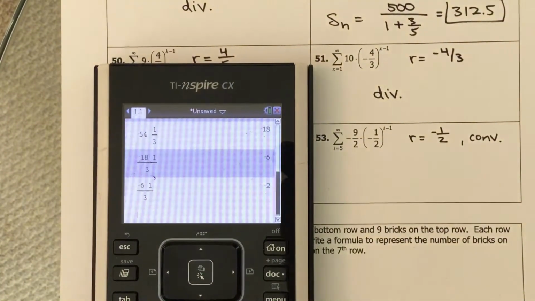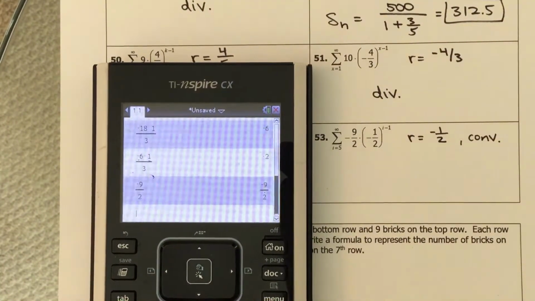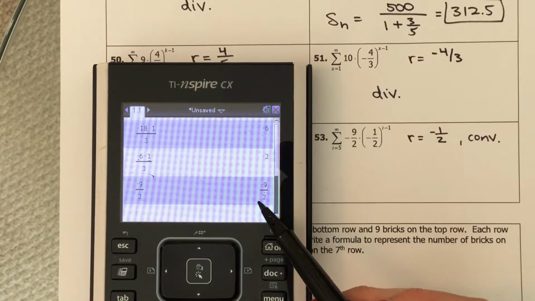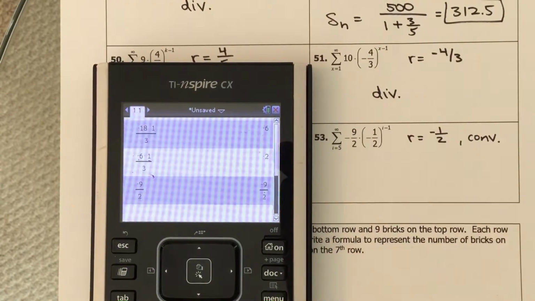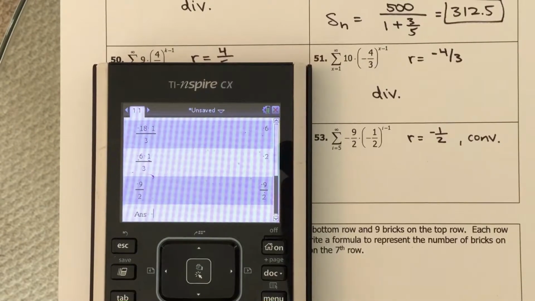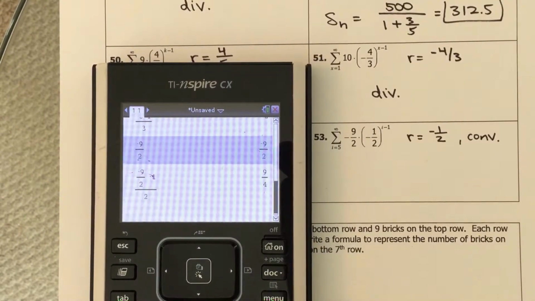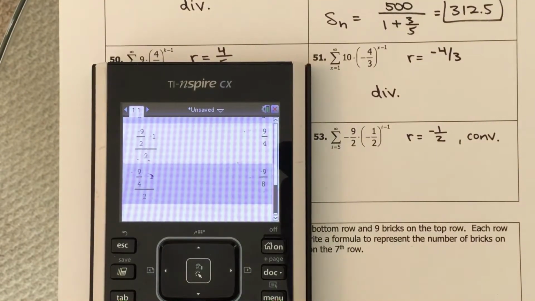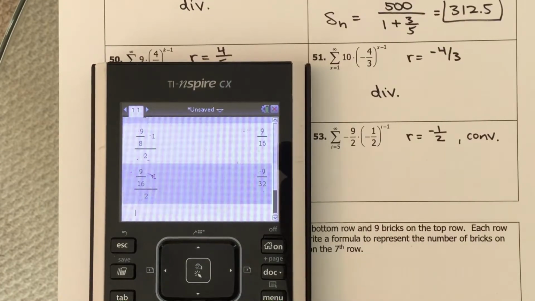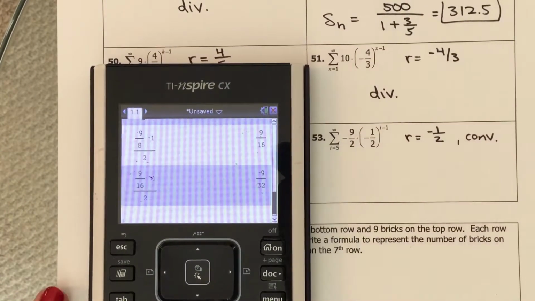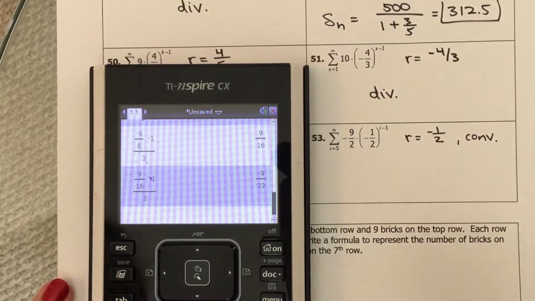So we start with -9/2. That's the first term in the sequence. We want to start with the fifth term in the sequence. So times -1/2. This is the second term, third term, fourth term, fifth term. So our actual starting term is -9/32.